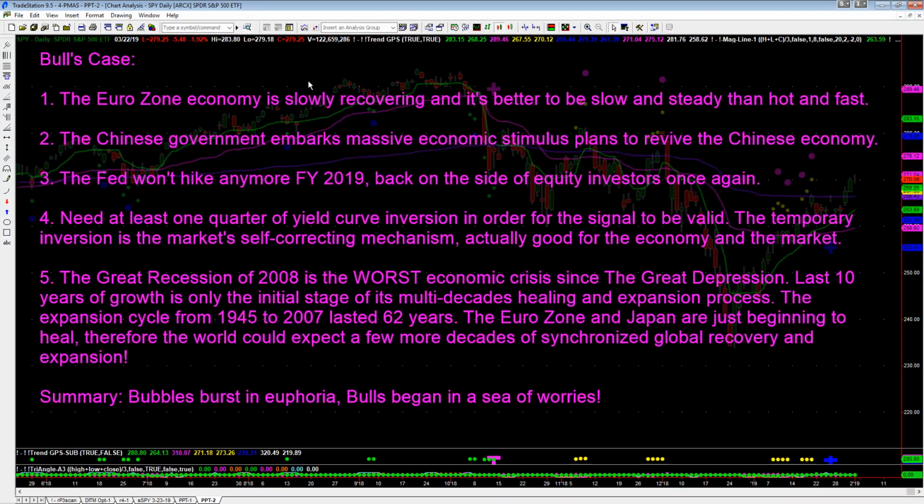So in summary, the bulls will tell you, bubbles burst in euphoria. Just look at 2007 and 2001. 2000. Back in 2000, everybody's a stock trader.